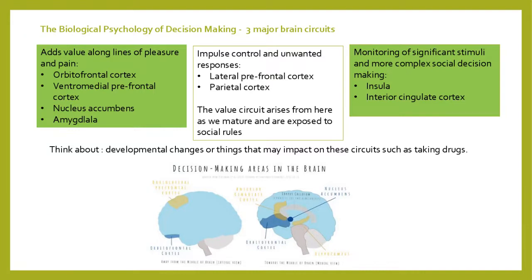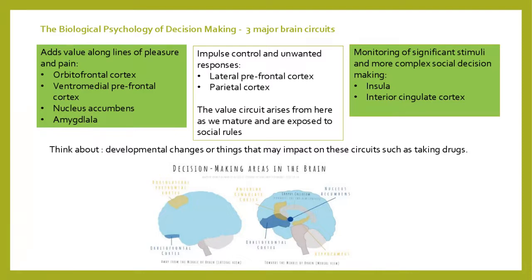As we get older and we mature, we're exposed to more social rules. So therefore, our impulses are more controlled as we get older. When you're younger, you have very little impulse control. You tend to do things irrationally. Again, that's part of development, especially in teenagers. But as we get older and wiser, we have a set of values, or a value circuit arises from that. So there's a brain area that's stimulated through impulse control. And there's also the monitoring of significant stimuli and more complex decision making or social decision making.